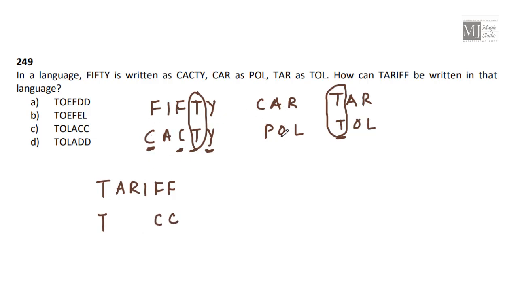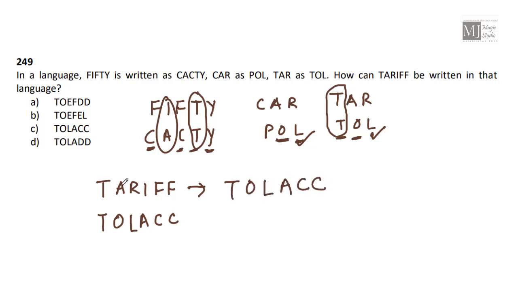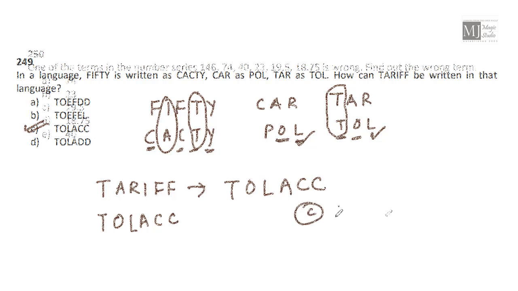For A, it is O. Here also for A, it is O. So for A, I should write O. For R, we have L. Here also for R, we have L. We should have L for R. And for I, we have A. No other code for I. So for I, we have A. So for TARIFF, my code should be TOLACC. TOLACC fits in with option C.